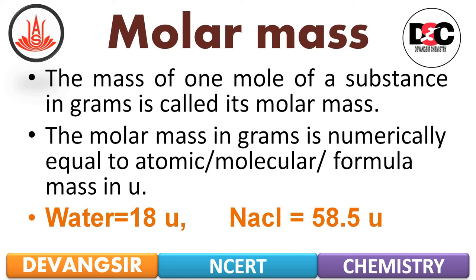Now the second topic, the molar mass. The mass of 1 mole of a substance in grams is called its molar mass. The molar mass in grams is numerically equal to the atomic, molecular, or formula mass in u. Water has 18 u, and NaCl has 58.5 u. We already calculated these in the previous lecture, if you remember.